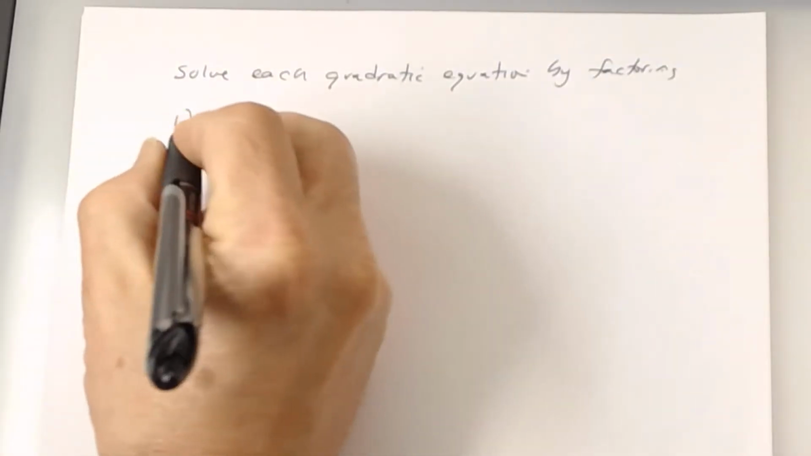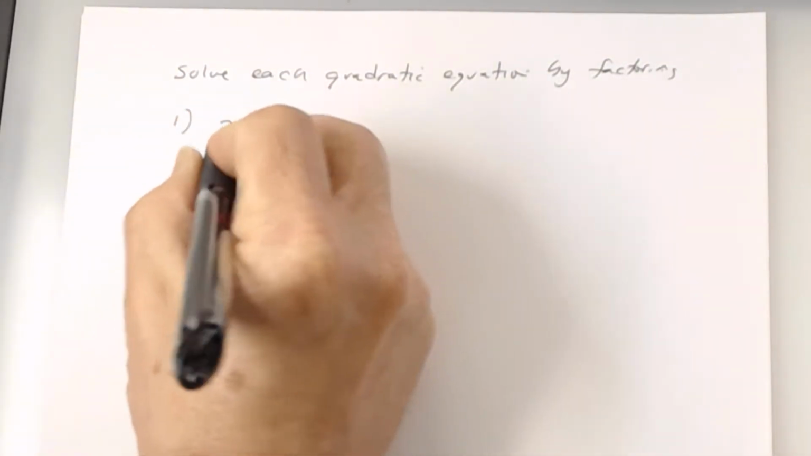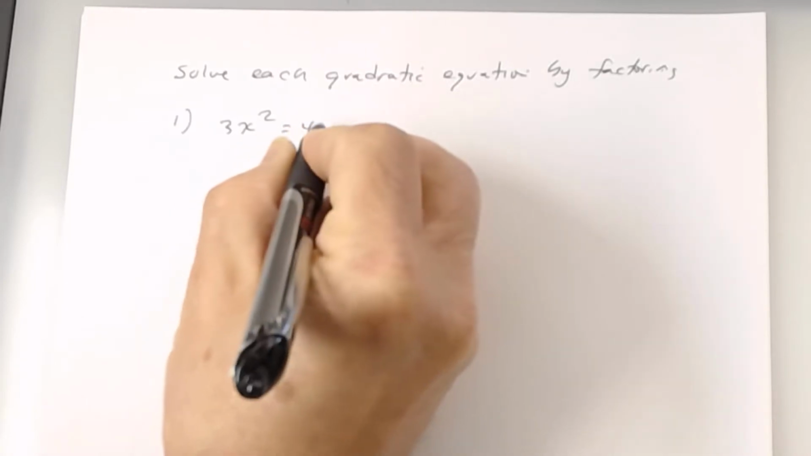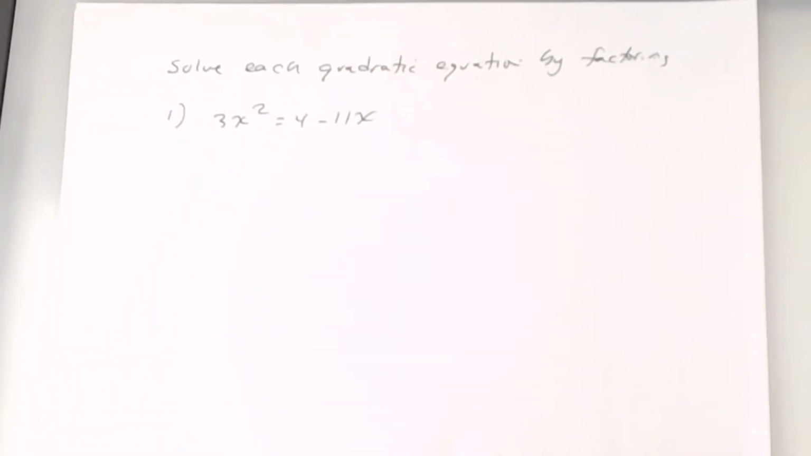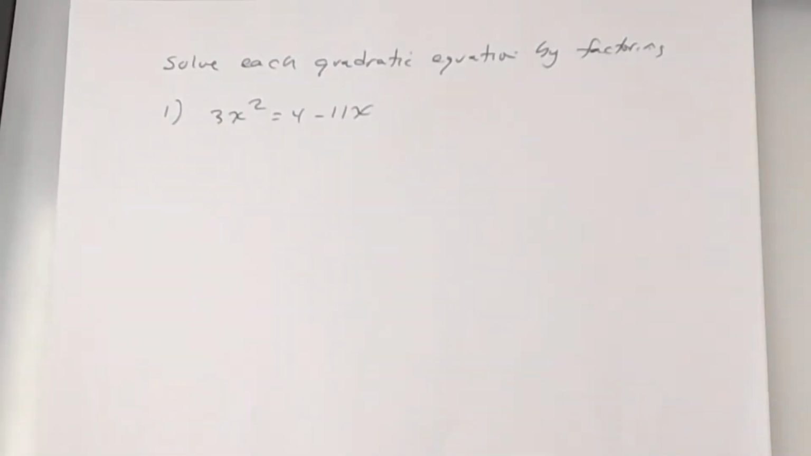Okay, number 1. We have 3x squared equal 4 minus 11x. Now, what kind of equation is this? Quadratic. Okay. When solving a quadratic equation, remember last time we used a property. What property did we use at some point? Do you remember? Zero factor property. Very good.